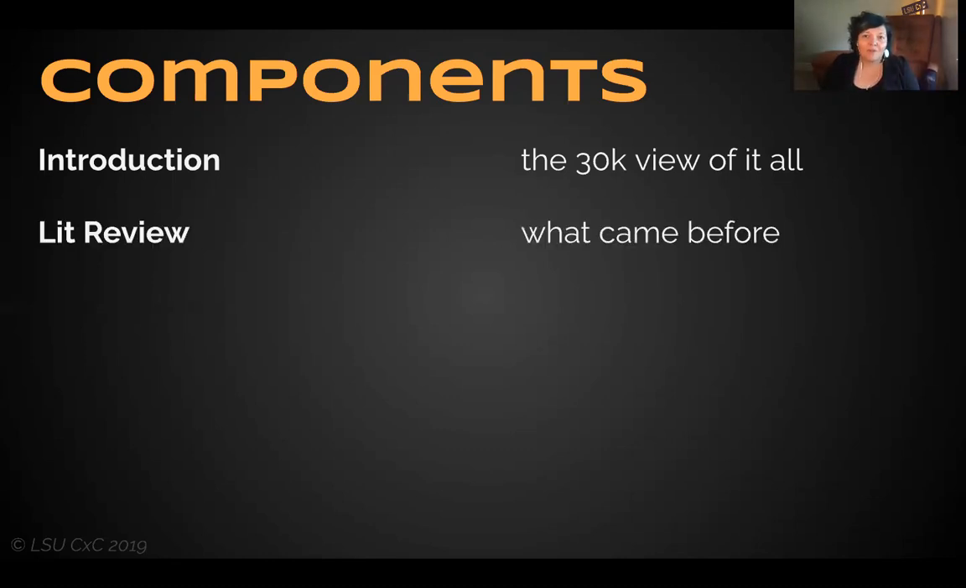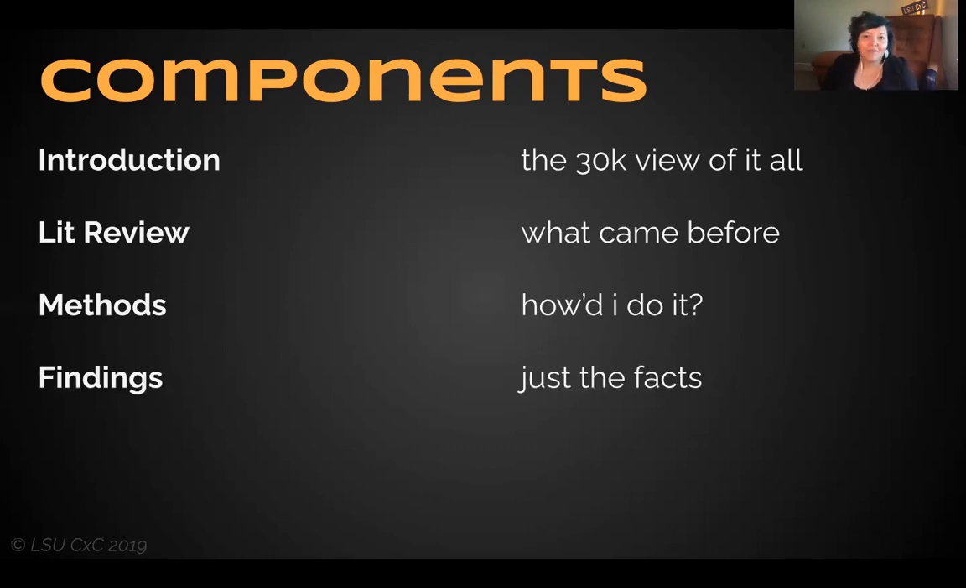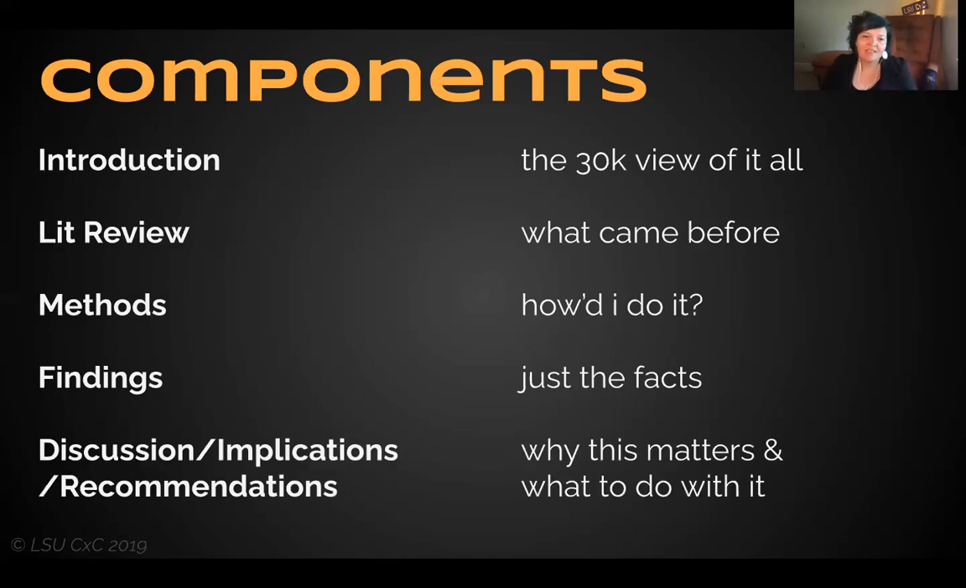You also have a lit review. You talk about what came before. What were other people writing about? What were their methods? What were their conclusions? What were their ideas? You include your methods. How did I do my own research? What were the methods I applied? And then significantly, what did I find? And this is just the facts. What did I get as a result of doing my research? And then in the discussions, the implications, the recommendations section, we talk about why this matters, but also significantly, what somebody else can do with it.